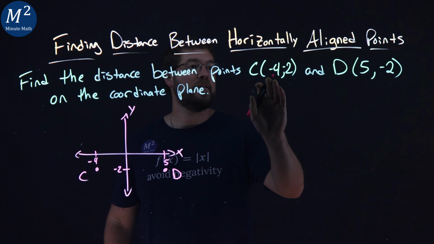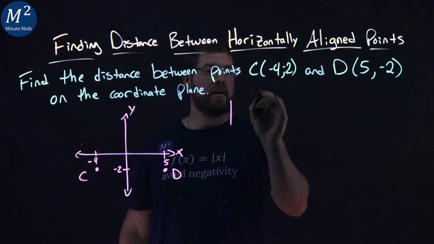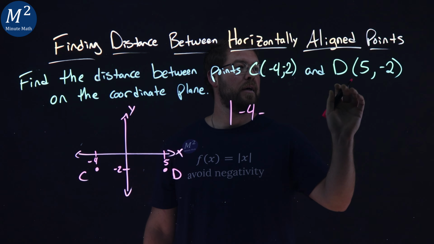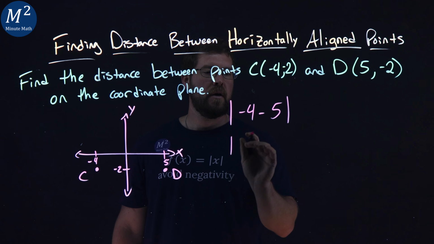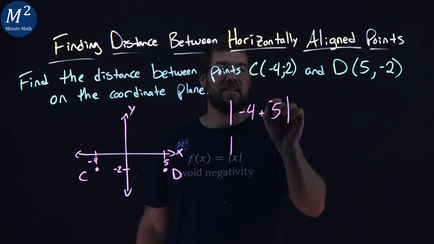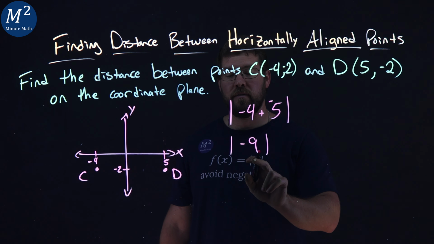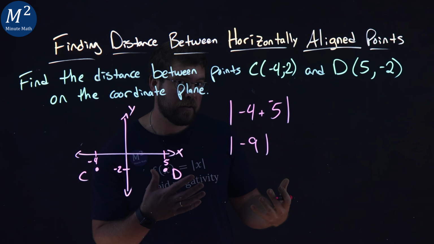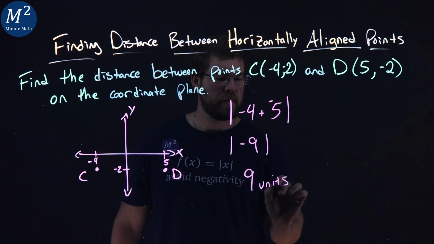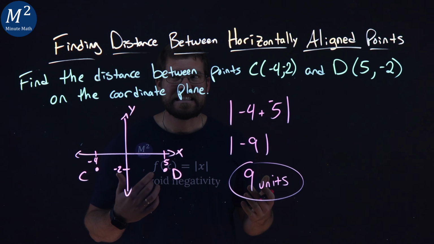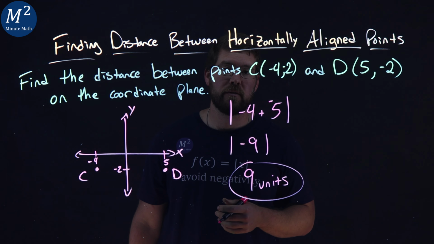So we only want to find the difference between their X values. So we're going to take the absolute value of our first X value, -4, and subtract that from our second X value, point D, 5. Well, -4 minus 5 is like plus a -5. So we have a -9 here. -4 plus -5 is -9. And the absolute value of a -9 is a +9. And so the distance between these 2 points, C and D, is 9 units.